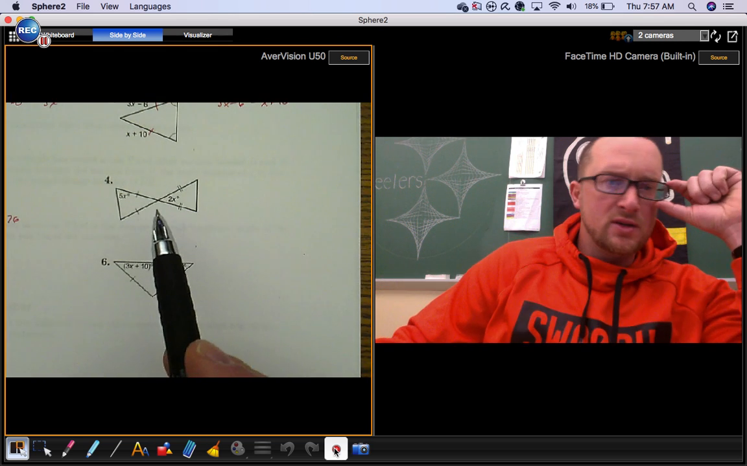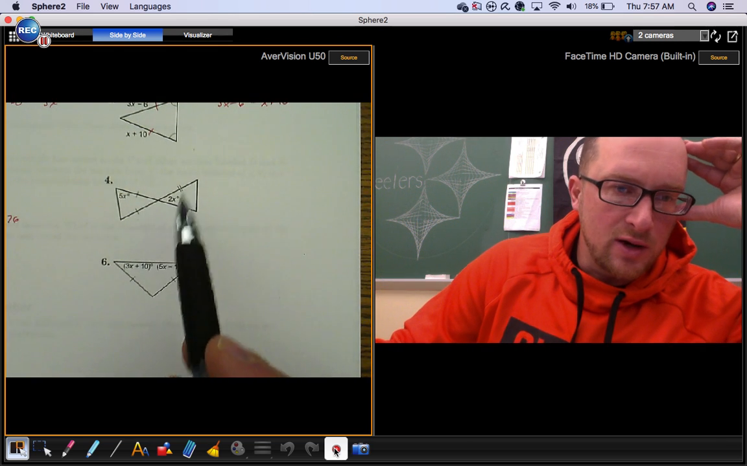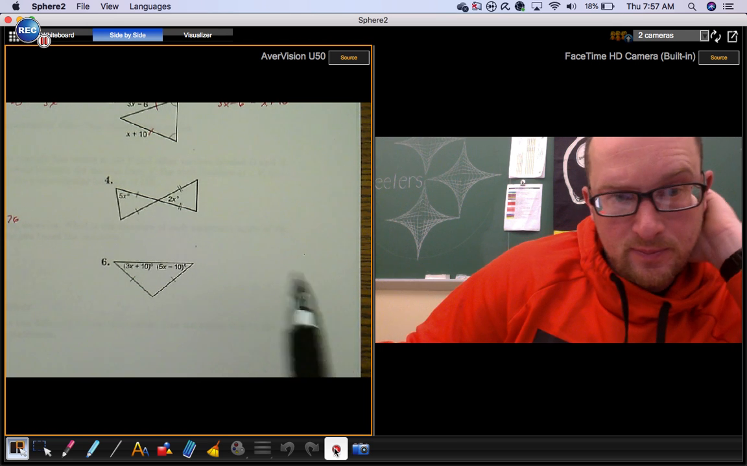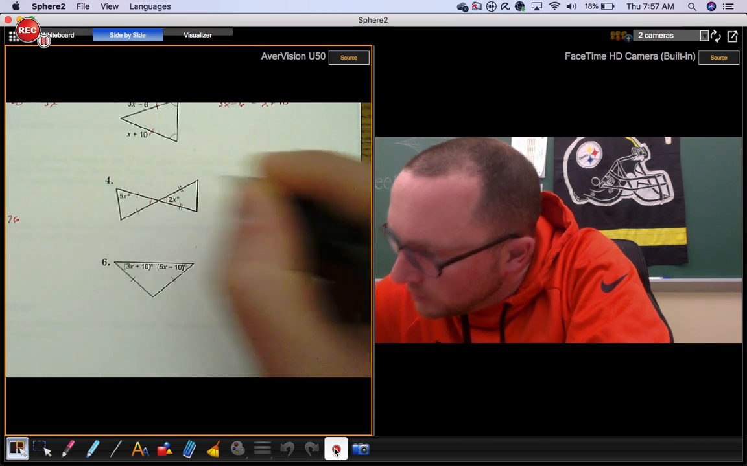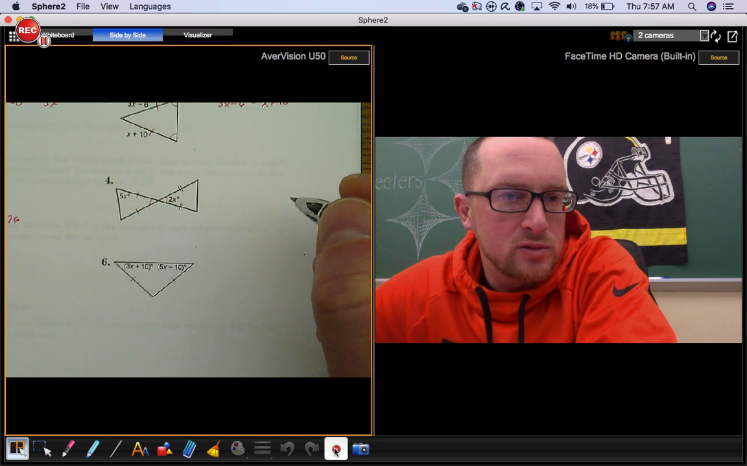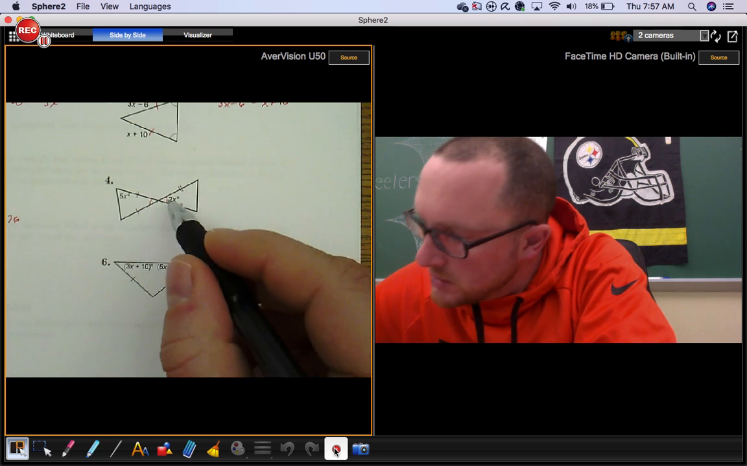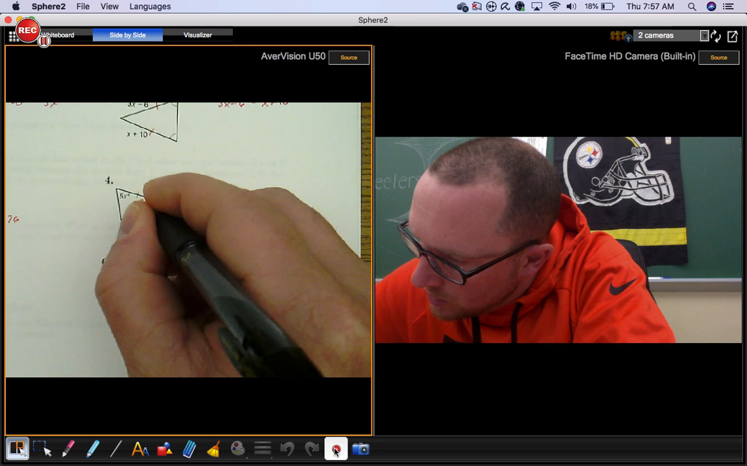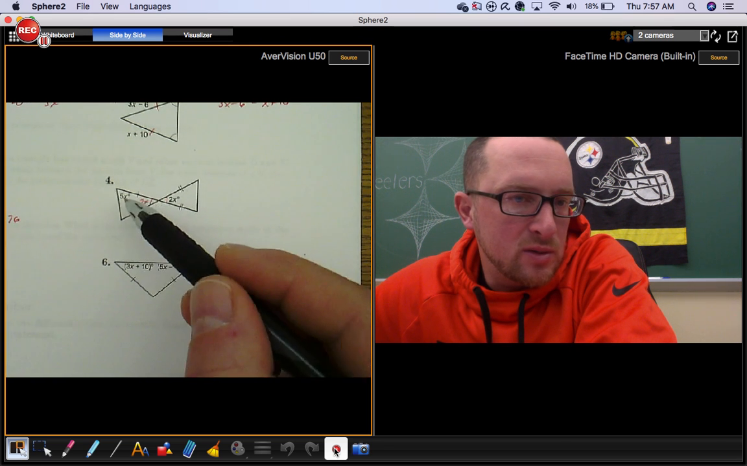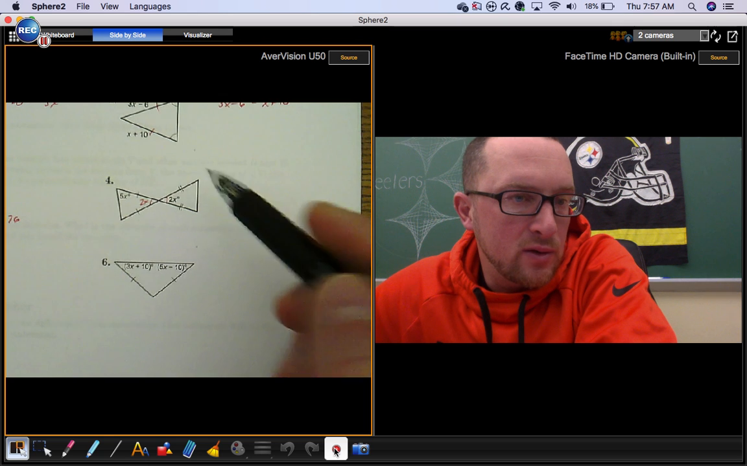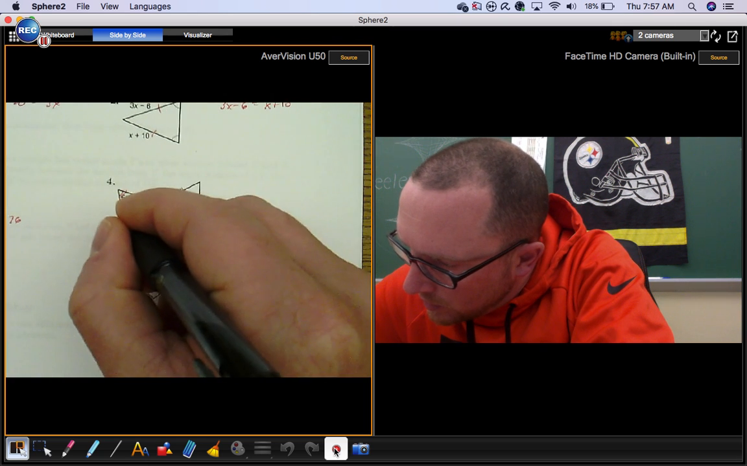Number four is an interesting problem. You have an isosceles triangle here and an isosceles triangle there. They're not necessarily congruent to each other, but these angles are. Those are your vertex angles. So if this angle is 2x, this angle is 2x. And you might think to yourself, well, how does that help? These aren't the base angles. No, they aren't. But these ones are.